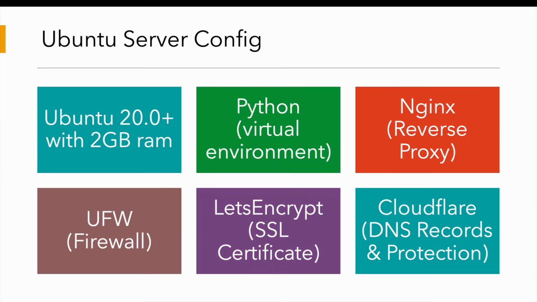In the Ubuntu server, we're going to need a minimum of 2 GB RAM, as I said, and we're going to configure the Python virtual environment, the Nginx reverse proxy, and the UFW firewall. We're also going to configure the Let's Encrypt SSL certificate, and the Cloudflare DNS records and protection. And don't worry, we're going to configure everything in less than 5 minutes, right? So let's kickstart.